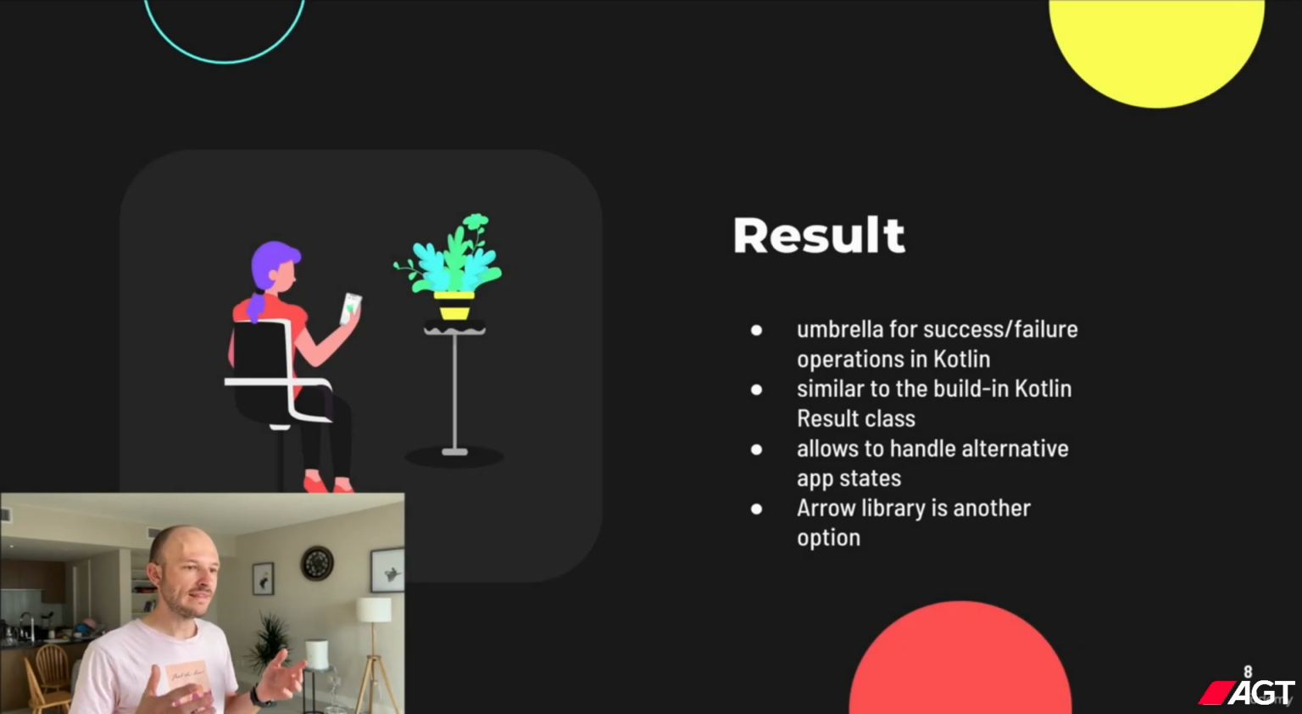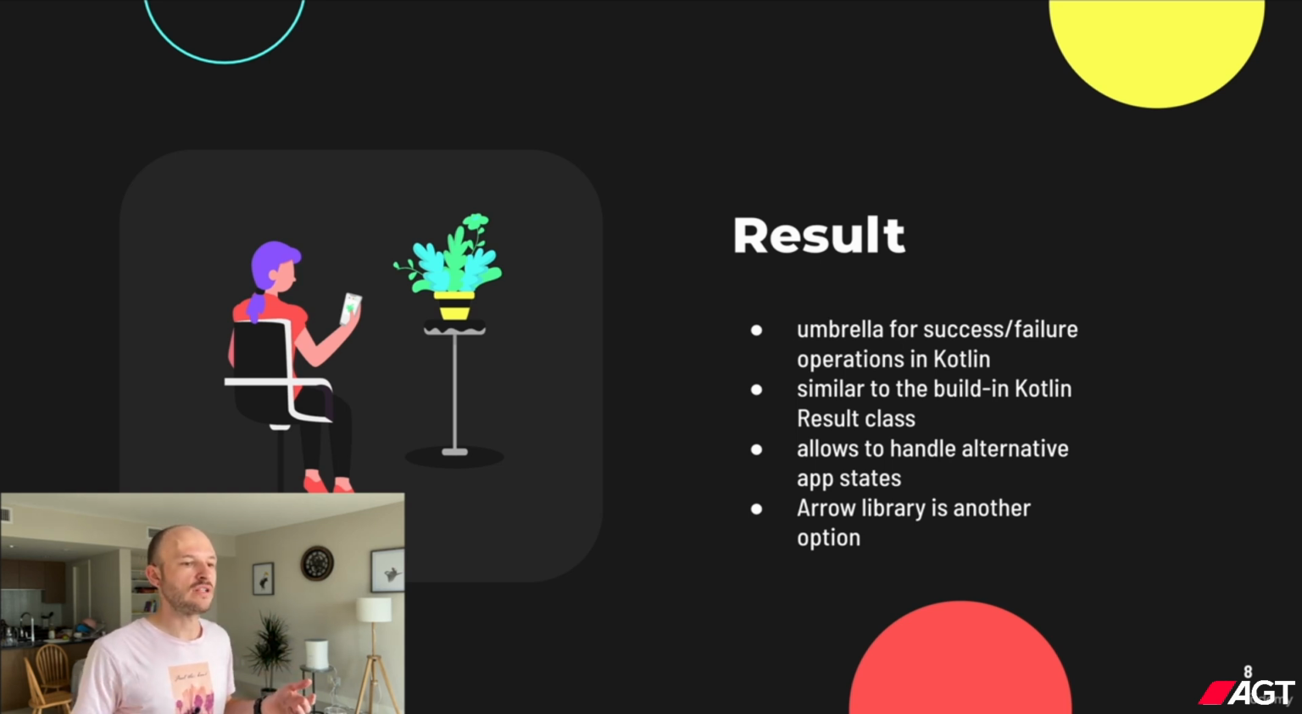Result. One last, not obvious, missing element is a result library. Consider it as an umbrella for success-failure operations in Kotlin. It's similar to the built-in Kotlin Result class, but adds several convenient features. You may think of it as just a sealed class with success-failure cases that has many convenient methods for data transformation. We will use this class to transmit data between methods, classes, and layers. In this way, we'll be able to manipulate not only the underlying data, but also any exceptions that happen.